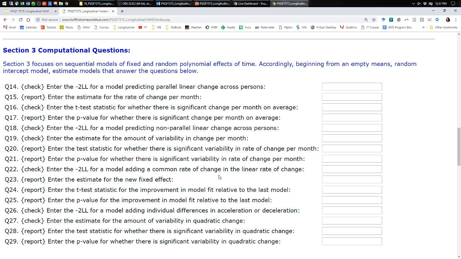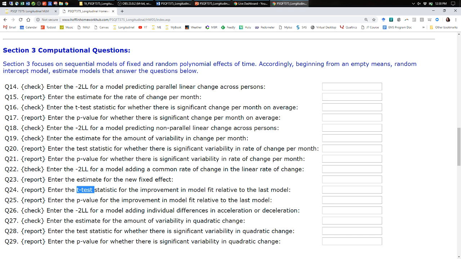Yeah, okay, so 24 is next. Are you good? The test statistic is chi-square. It should be a chi-square, from a model comparison. Okay, 24. Enter the t-test statistic. So that one I gave it to you, right? T-test, for the improvement in model fit relative to the last model.